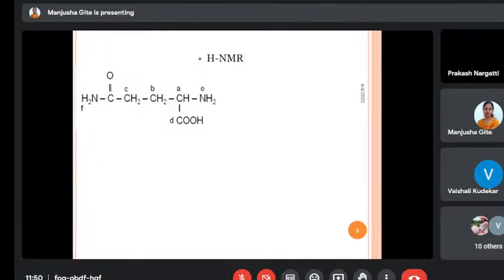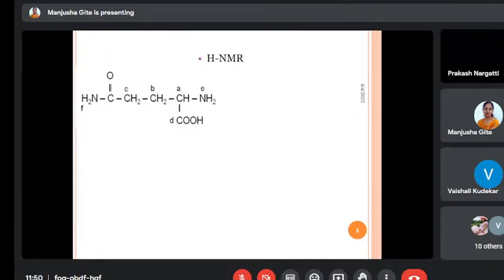Then we can say our compound is synthesized. Otherwise, no. Okay, sir. Yes? You tell me, does any one of you know the chemical shift range of HNMR and CNMR? Proton NMR 0 to 12 and CNMR 0 to 220. Very good. 0 to 220.